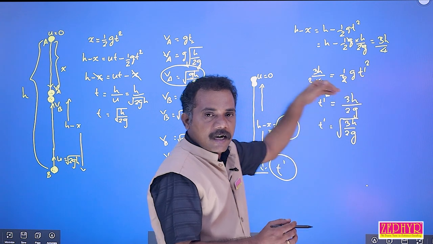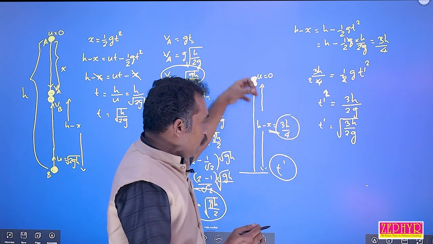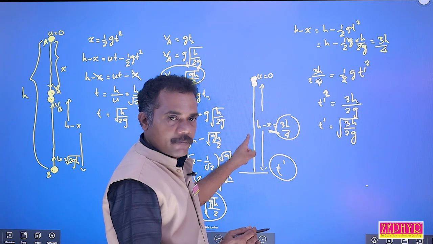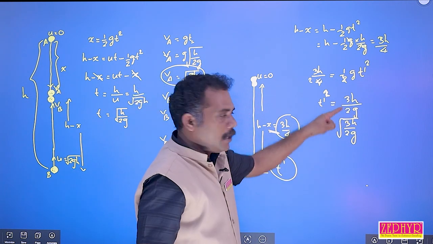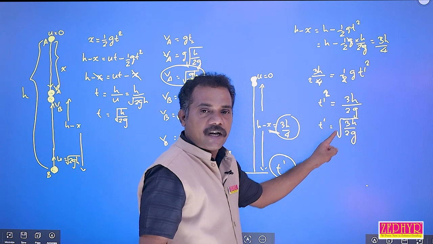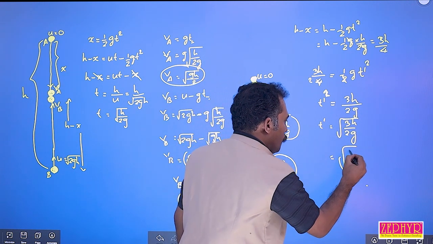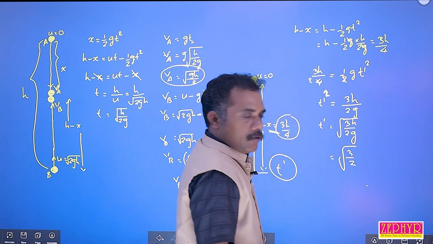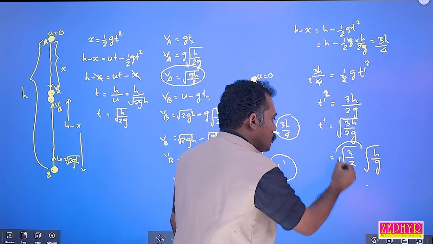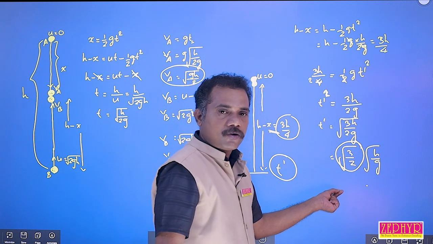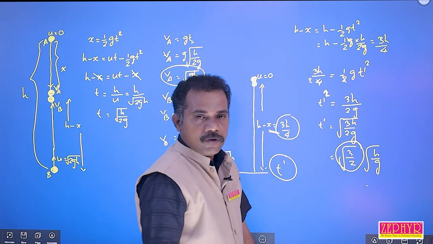Now t dash is the time taken by the combined mass to reach the ground, falling from height 3h by 4, that is h minus x. So t dash square equals 3h by 2g, and t dash equals root of 3h by 2g. So the answer is root of 3 by 2 times root of h by g. That is the answer: root 3 by 2 times root of h by g.